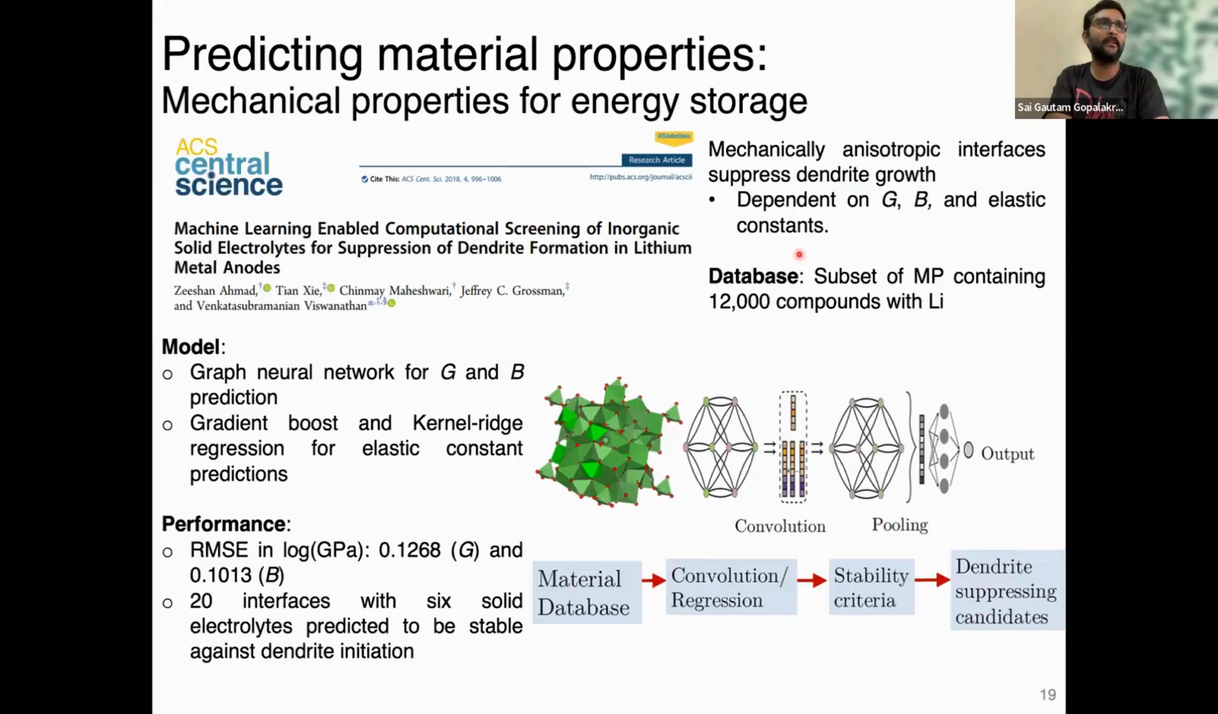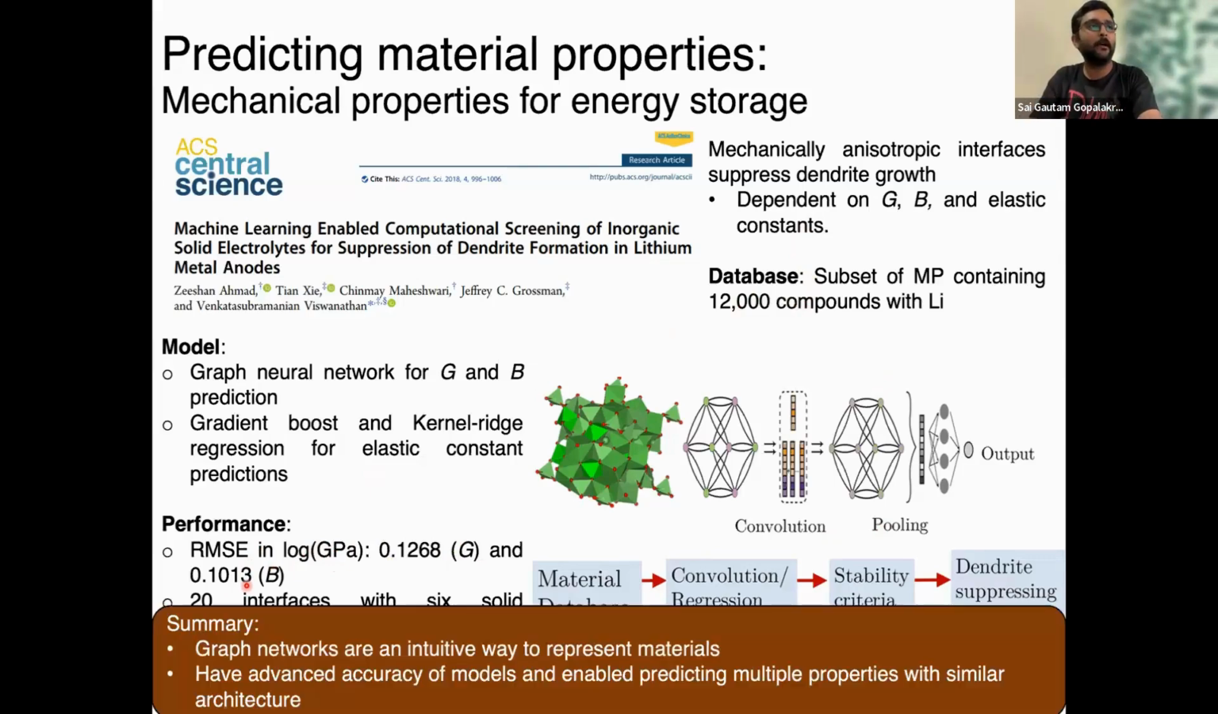So the authors here used a small data set, actually only about 12,000 compounds, but they were able to train a graph network to predict shear modulus and bulk modulus with reasonable accuracy, right? So this is another example where graph networks can be used to predict material properties.